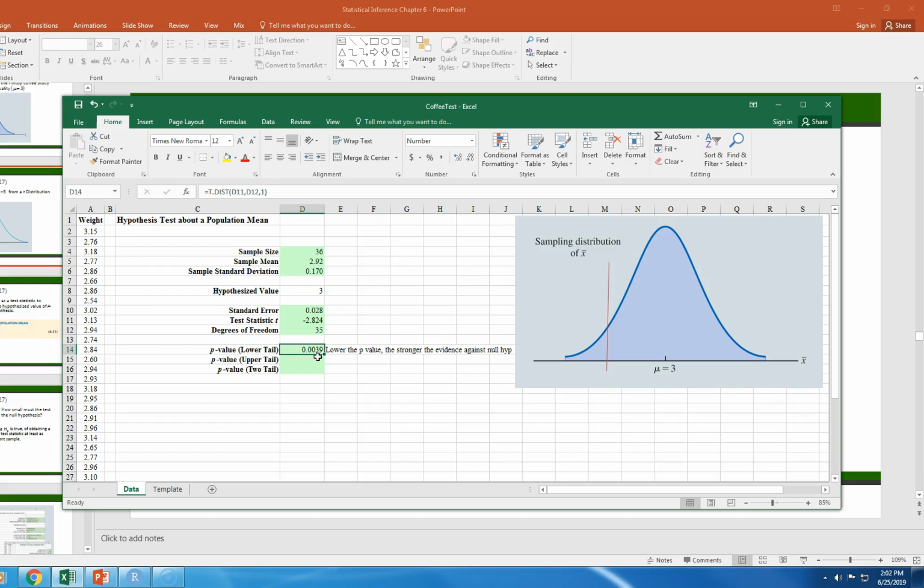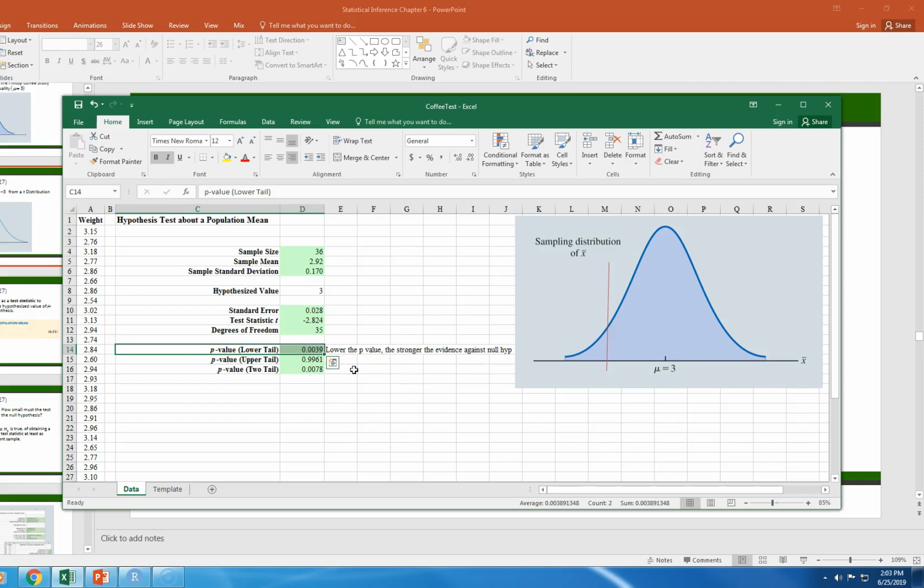So if this was an upper tail test, we would have used another formula to calculate this number. And if this was a two-tailed test, we would have just multiplied this probability by 2, because for a two-tailed test, the rejection region would be on both ends of the distribution, so on both tails, which is why we multiply it. And if this was an upper tail test, we would just have to subtract this lower tail value from 1 in order to get the upper tail value. But in our case, since it's a lower tail test, the appropriate p-value is this first one, and we have enough evidence to reject the null hypothesis.